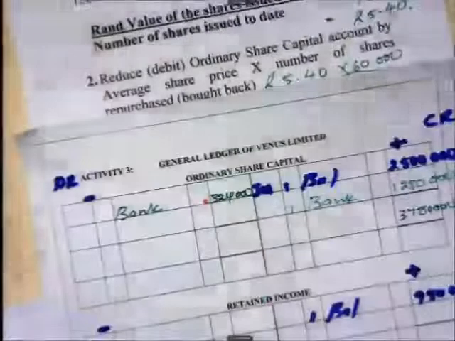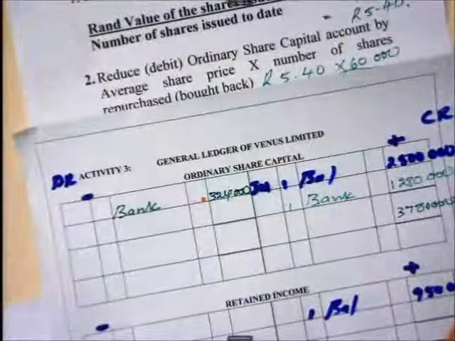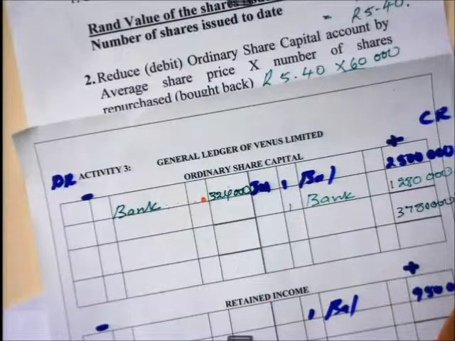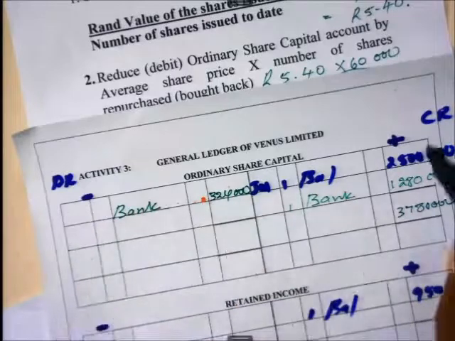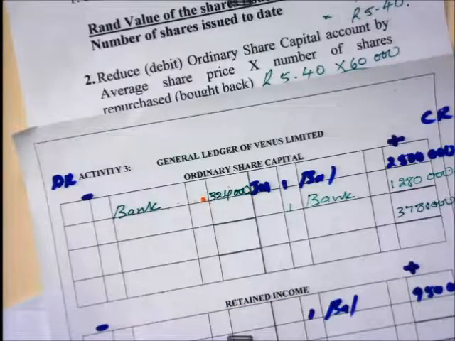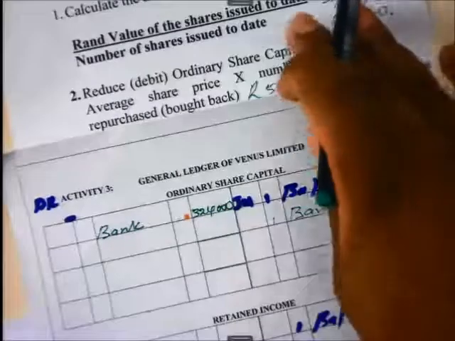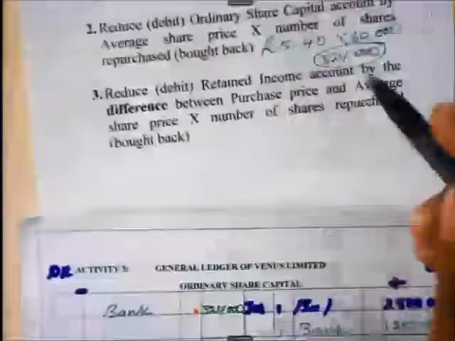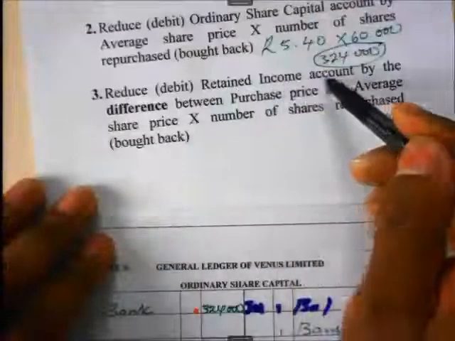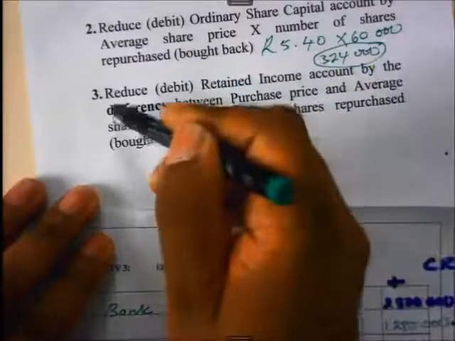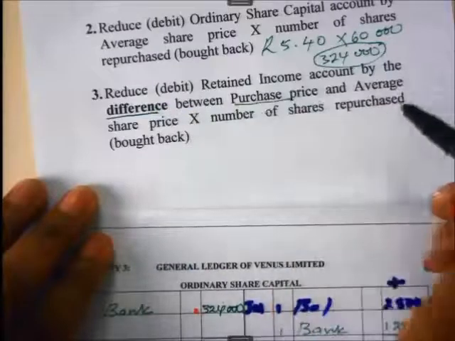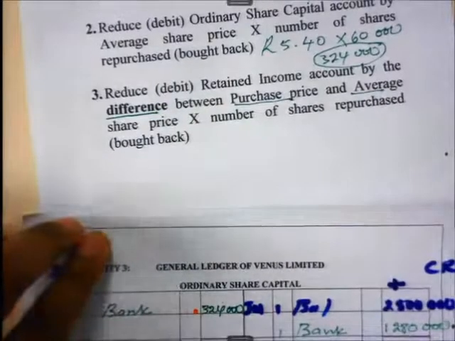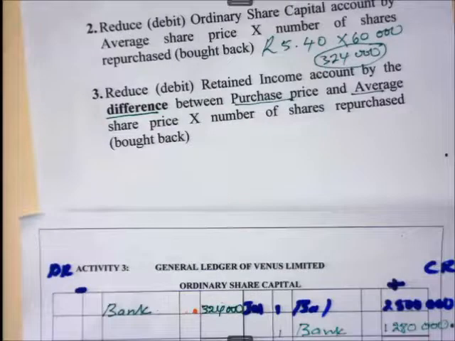That is the entry. When we issued shares, we credited because our share capital increased. When we buy back the shares, we debit because the share capital decreases. And the last step of the buyback of shares is that you reduce the retained income by the difference between the purchase price and average share price.